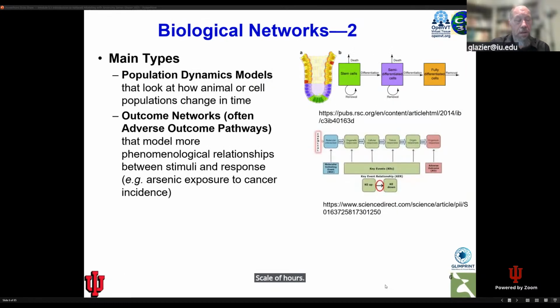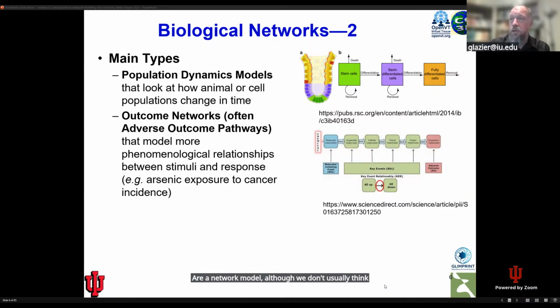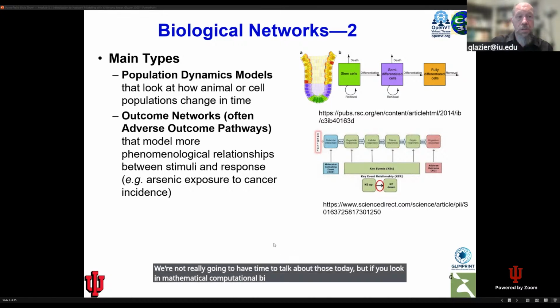There also are different kinds of abstraction that can be represented as network population dynamics models, for example, of viral infection, are a network model, although we don't usually think of them that way. And something called adverse outcome or disease pathway models are also network models. We're not really going to have time to talk about those today, but if you look in mathematical computational biology literature, you'll find a lot of that.